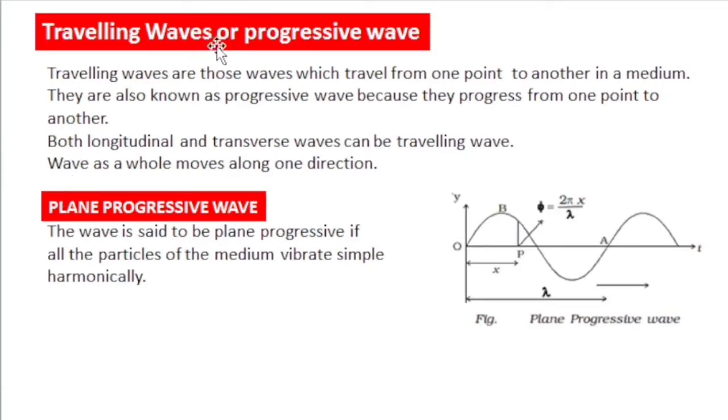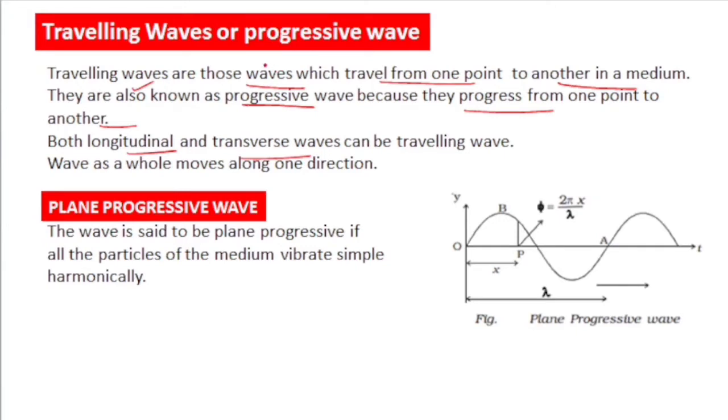So traveling waves or progressive waves are the same. What is a progressive wave? These are those waves which travel from one point to another in a medium. They are not at rest. They always travel from one point to another point in a medium. These waves are called traveling waves and also progressive waves because they progress from one point to another. Both longitudinal and transverse waves can be traveling waves and they can move along one direction.